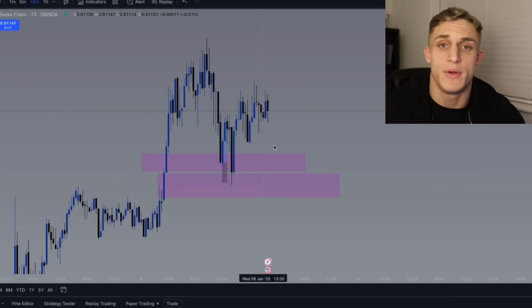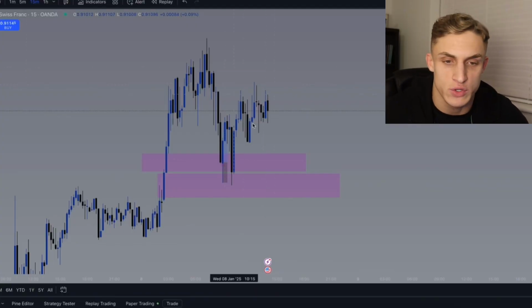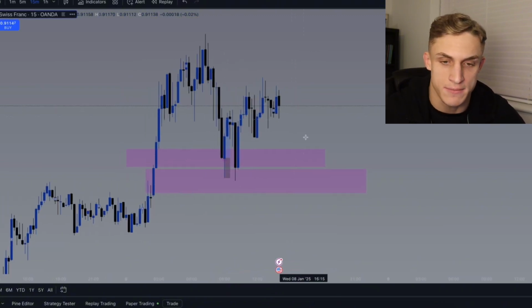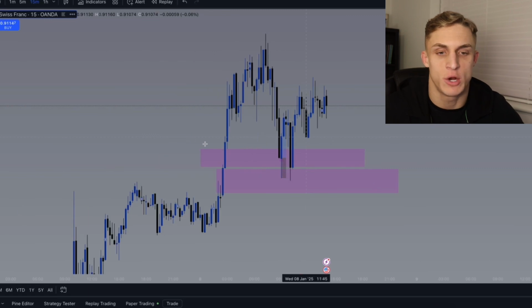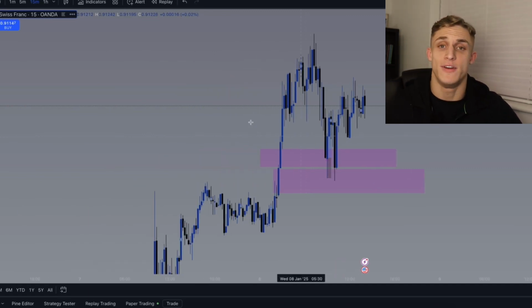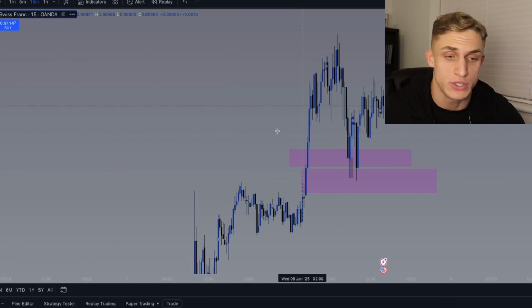So the first example that I'm going to have a look at is USD CHF, so US dollar against the Swiss franc. And as we can see here, we'll start off on the 15-minute time frame. Now what we're looking for here is a couple of things. First thing that we're looking for is a break of structure, and the second thing we're looking for is a fair value gap. If you see my earlier YouTube videos, you'll know exactly what I'm talking about.